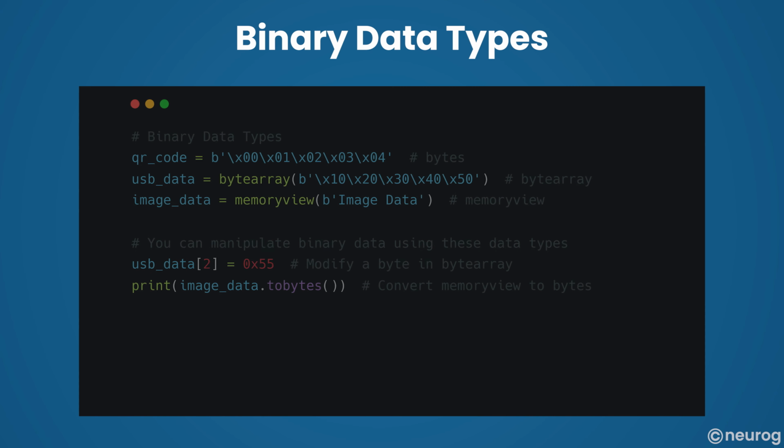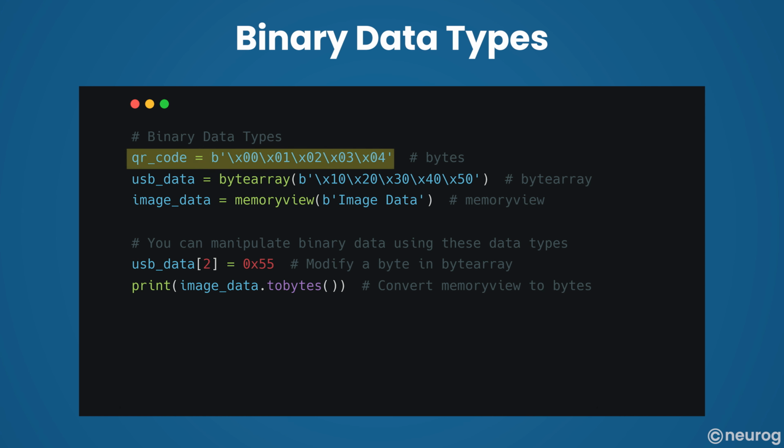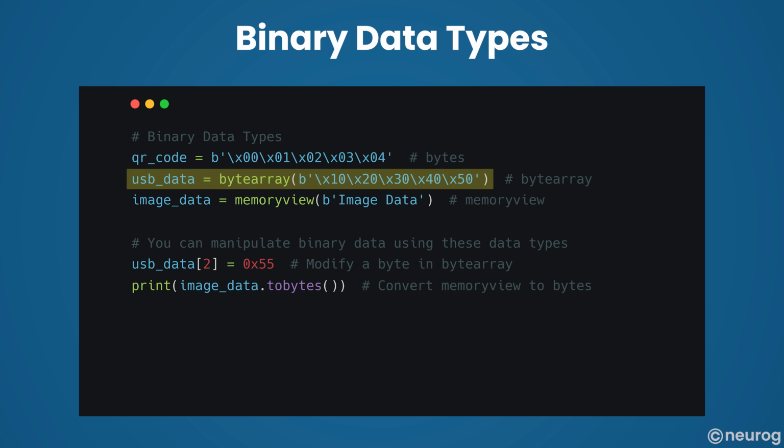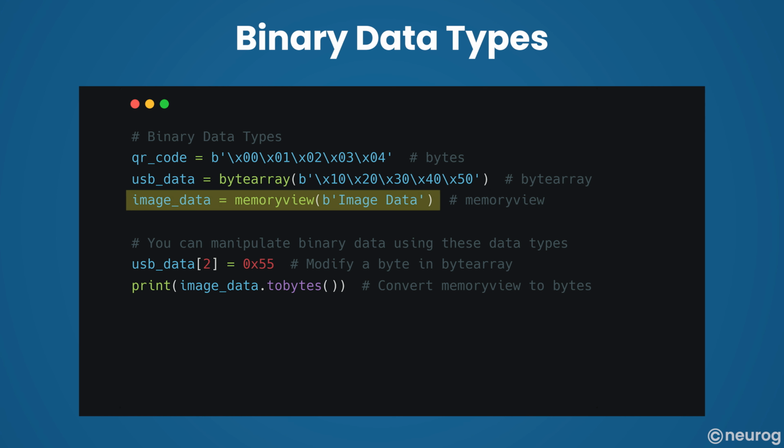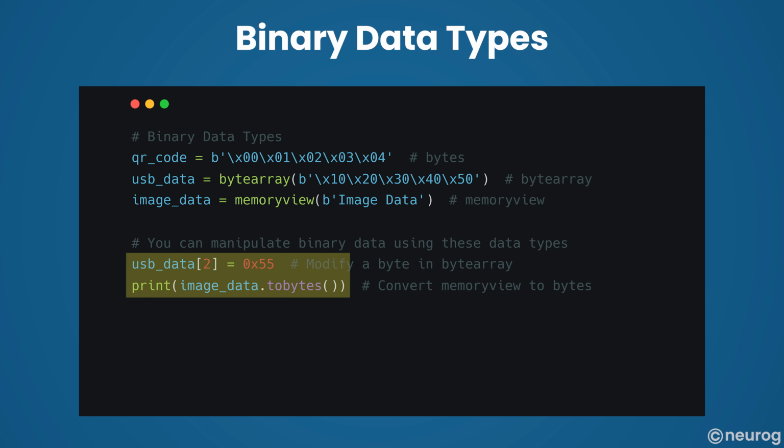Let's continue with binary data types and see how they work in Python. In this example, we define QR code as bytes, USB data as bytearray, and image data as memoryview. You can manipulate binary data using these data types, like modifying a byte in bytearray or converting memoryview to bytes.